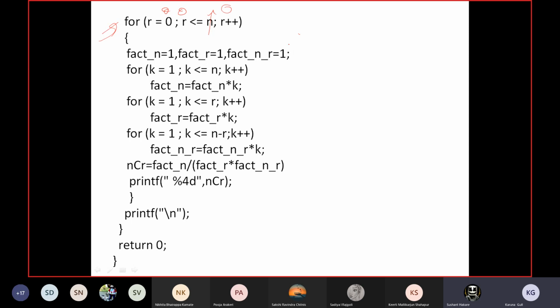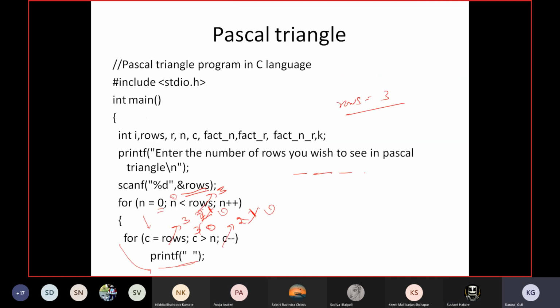Next, you have to find the factorial now. I'll not repeat these things because you already know this is nothing but n factorial divided by (n minus r) factorial into r factorial. What is the n value in this case? 0, and r is 0. So 0 factorial divided by 0 factorial into 0 factorial. What is the value you are expecting here? 1. So that is what you are going to print: 1.